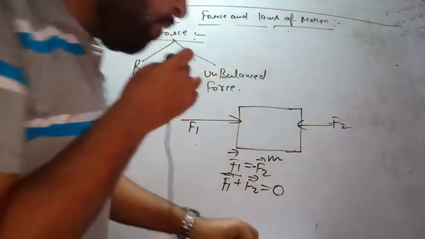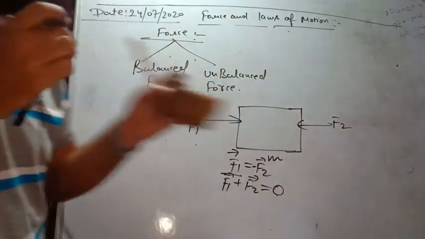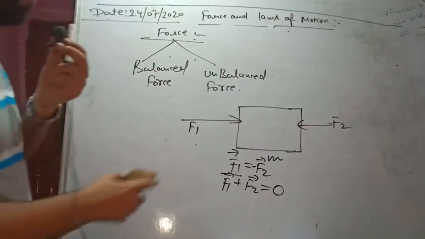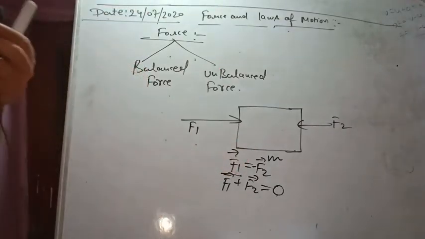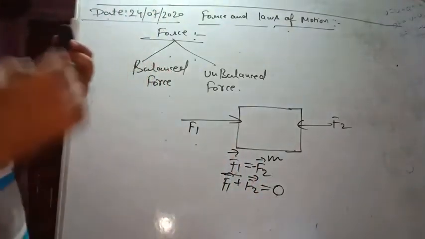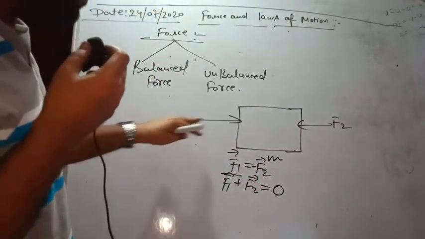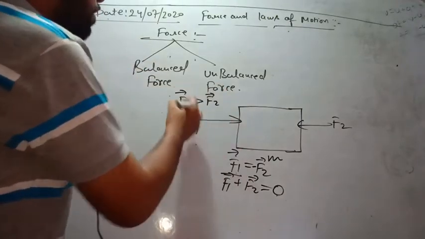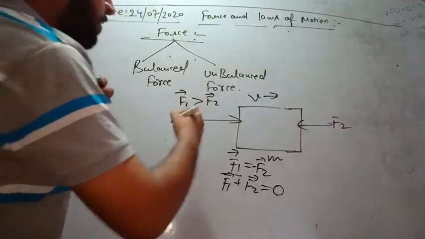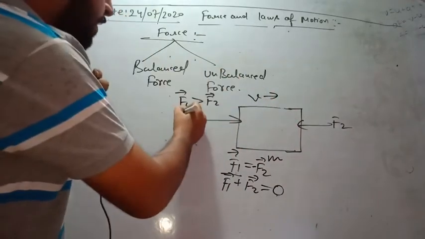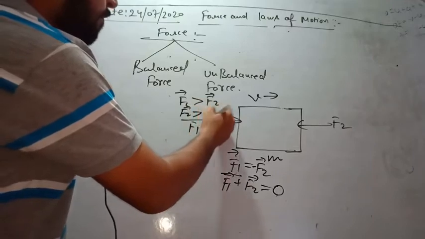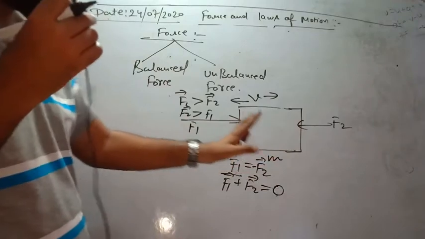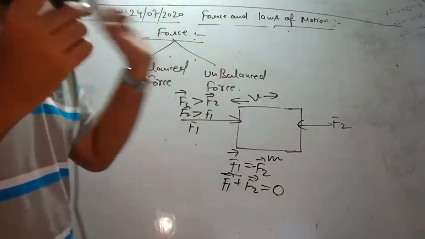Now let us discuss another kind of force which we haven't discussed previously, and that is unbalanced force. Let us consider the same example: a block of mass m, and we want to move it. Suppose F1 is greater than F2. Then the block will move in this direction. If F2 is greater than F1, then the block will move in the other direction. So the movement of the block depends on whether F1 or F2 is greater.